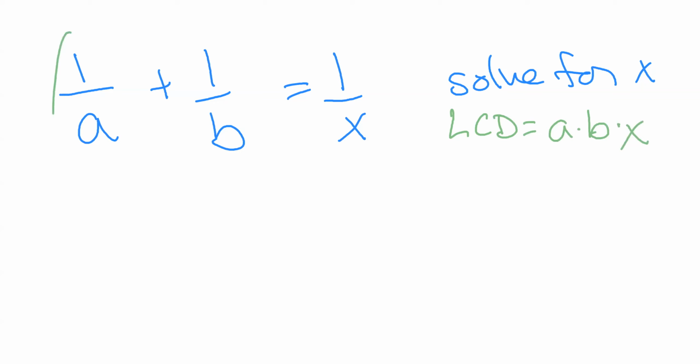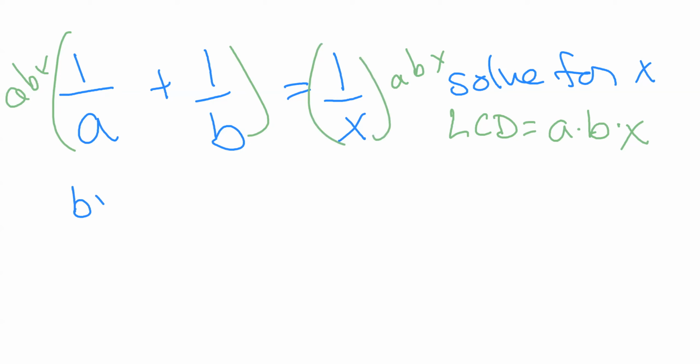When we multiply everything by a, b, x, we are going to end up with bx plus ax equals ab. Now we want to solve for x, so we're going to factor that x out.